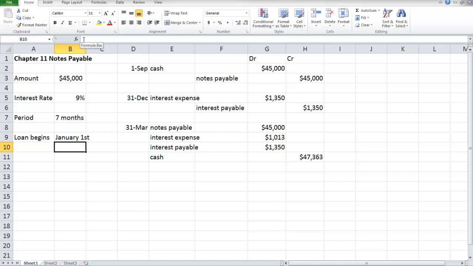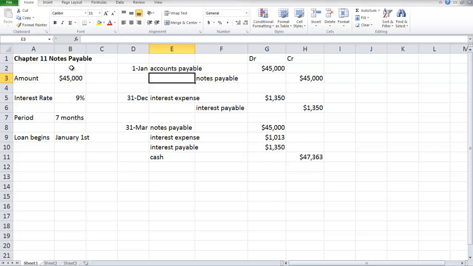And let's assume the purpose is different. Instead of getting a loan from a bank, let's assume that there's been an accounts payable outstanding for this company. This company owes another company for, say, inventory that they bought previously for $45,000. But they're not going to be able to pay this accounts payable within the allotted time. So they want to exchange the accounts payable for a notes payable. So we're going to change the date, and instead of cash, we're going to change this to accounts payable. Okay, so now this company is going to exchange a previously outstanding accounts payable for a 7-month notes payable.